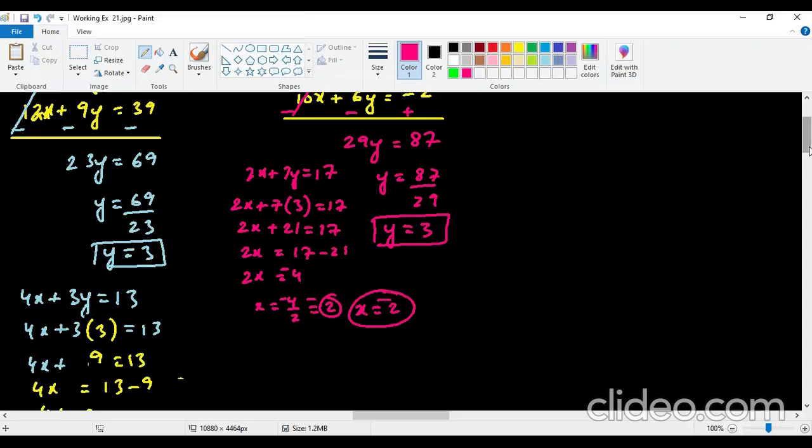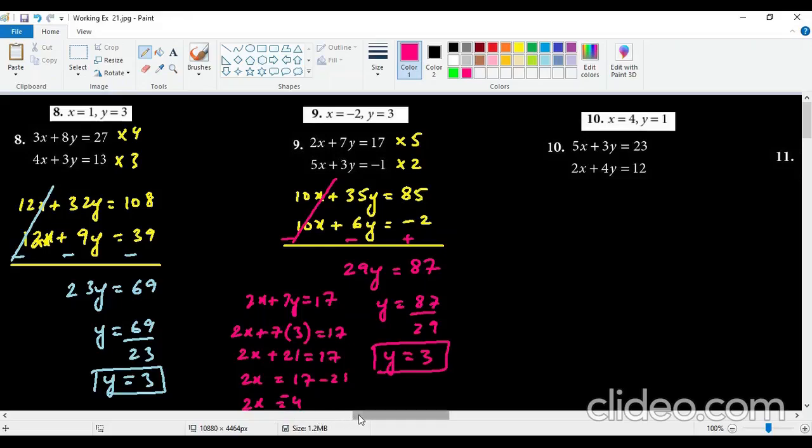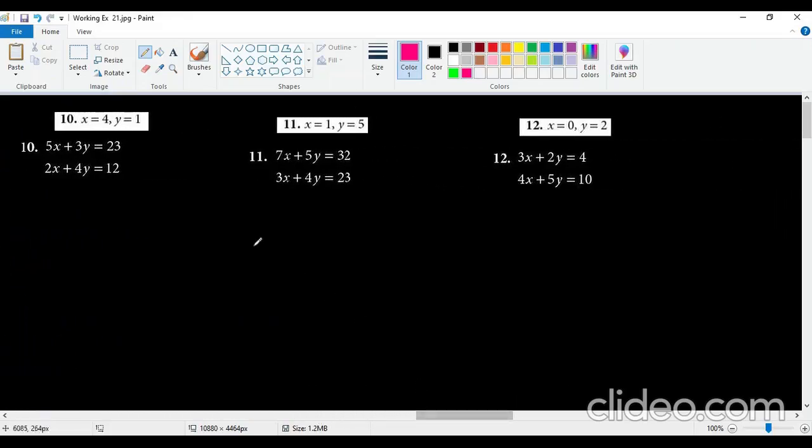Moving on to question number 10, which is saying that 5x plus 3y equals 23, and the second equation is 2x plus 4y equals 12. So I multiply the first equation by 2 and the second equation by 5. So the first equation becomes 10x plus 2 times 3 is 6y, 23 times 2 is going to give us 46. The second equation becomes 10x plus 4 times 5 is 20y, and 12 times 5 is going to give us 60.